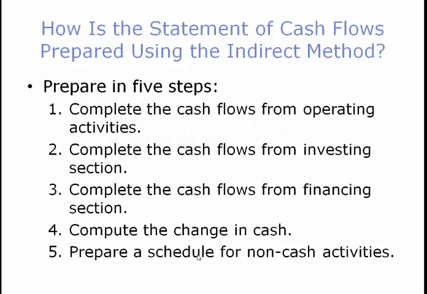Okay? 5 steps. The first 3 are pretty obvious, right? You're going to look at the operating, investing, and financing sections, the 3 sections. We're going to look at the change in cash. And the last one, we're going to look at the schedule for non-cash activities on the bottom. So those are the 5 steps.